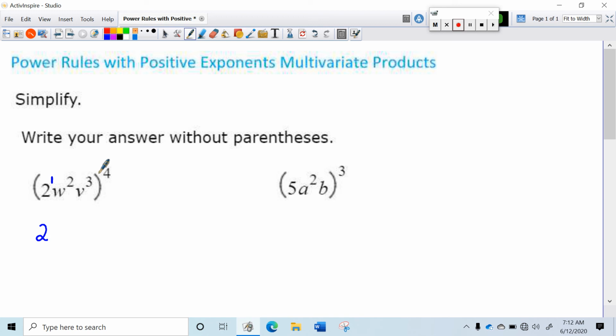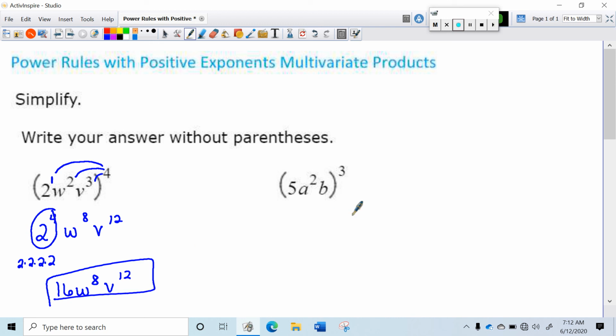So for the 2, my new exponent is 4 times 1, which is 4. For the W, I have 4 times 2, which is 8. And for the V, 4 times 3 is 12. I'm going to figure out the numerical portion of this. 2 to the 4th means 2 times 2 times 2 times 2. It means 2 4 times. So that's 4, 8, 16. W to the 8th, V to the 12th, and you have your final answer.